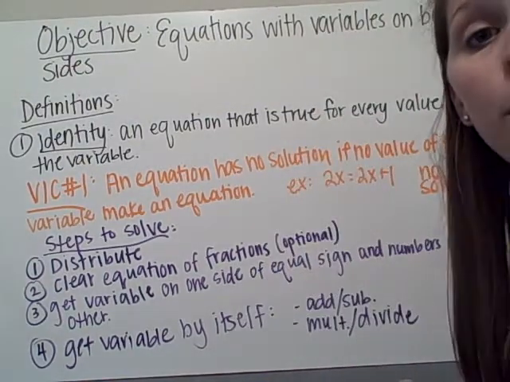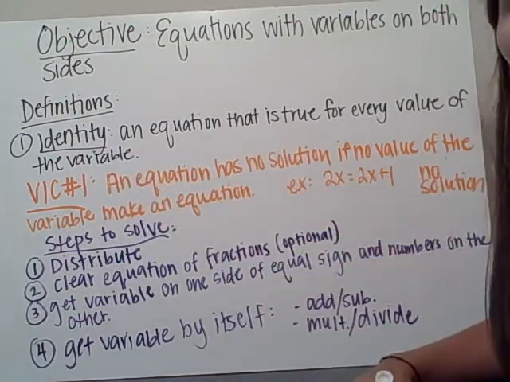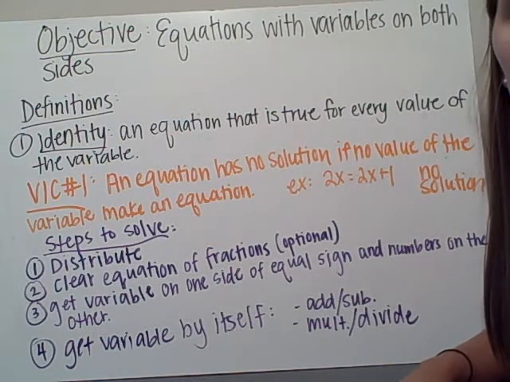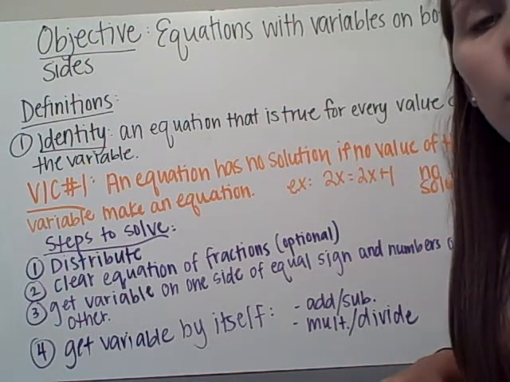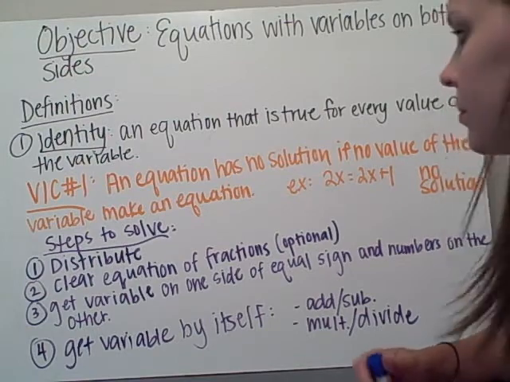Equations with variables on both sides. Definitions. An identity is an equation that is true for every value of a variable. So no matter what number you put in for that variable, the statement or the equation will be true.